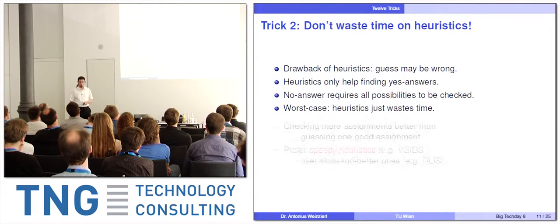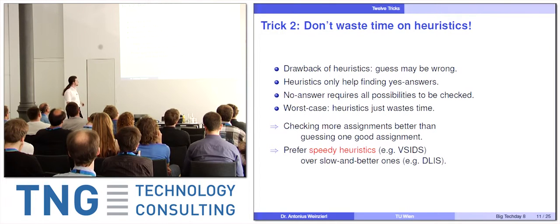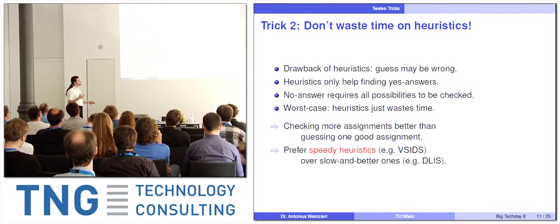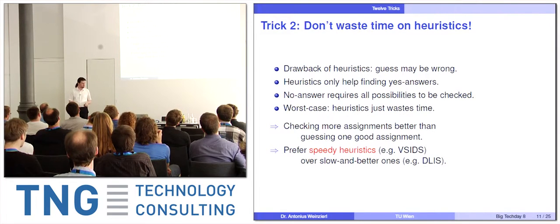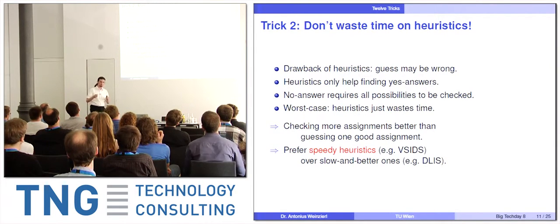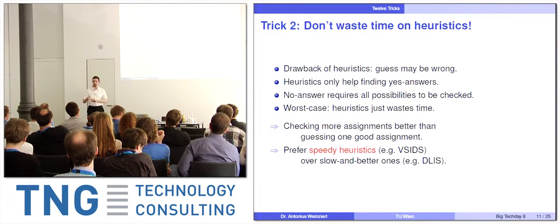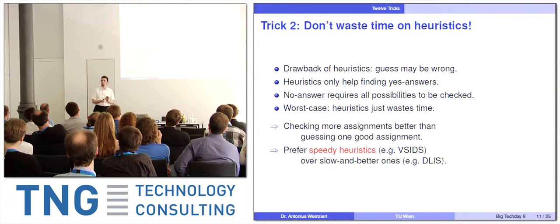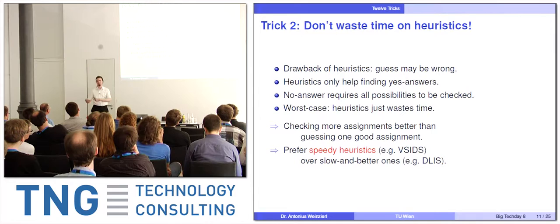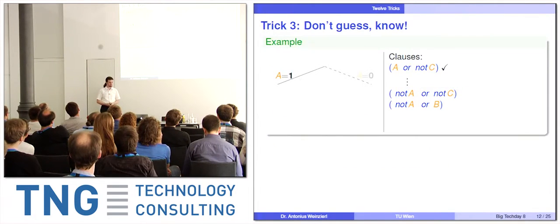So the conclusion is that checking more assignments is better than guessing one good assignment, which also means that we really prefer speedy heuristics, even if they give us worse results. So a heuristic which leads us more often in the wrong direction, but consumes only very little time, is in the end better than a heuristic which consumes more time, but leads us better to the satisfying assignments.